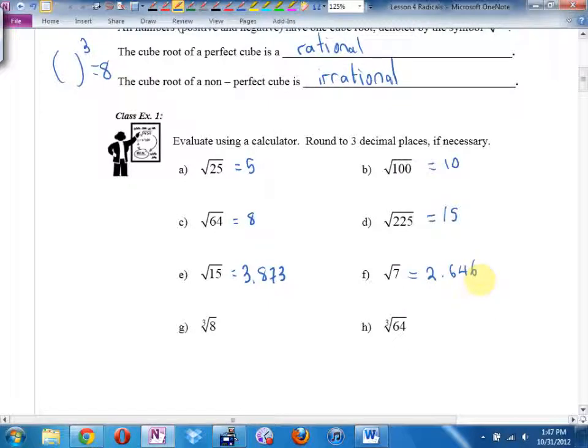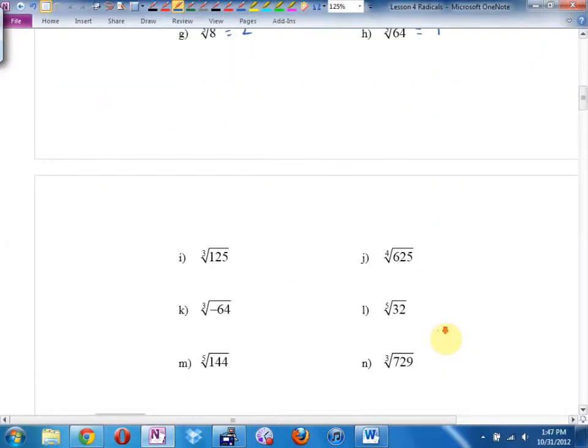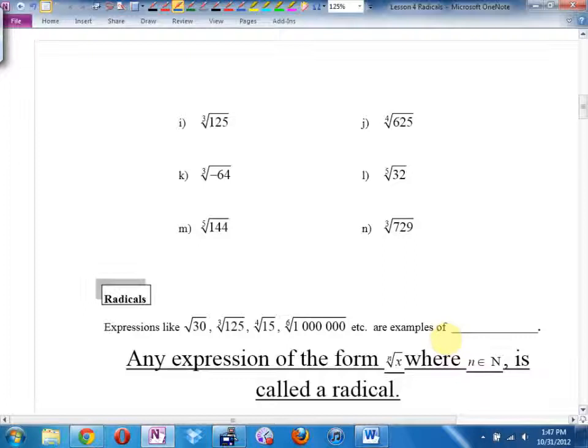Cube root of 8. Amber answered that. Cube root of 64. 4. A few more. Cube root of 125. Fourth root of 625. So what we're saying is, what number to the 4th power equals 625.